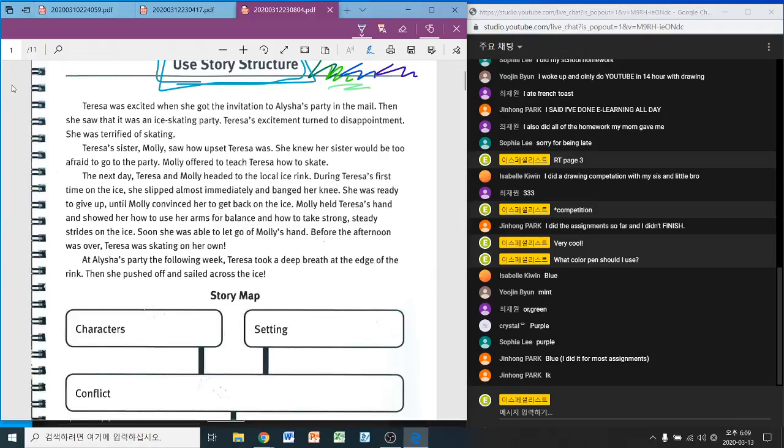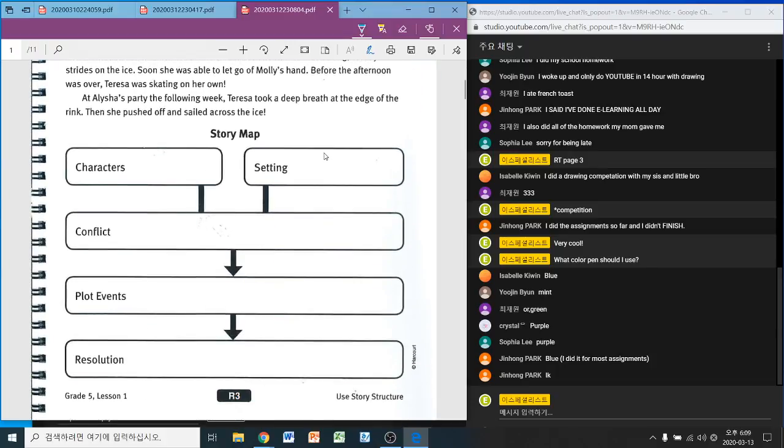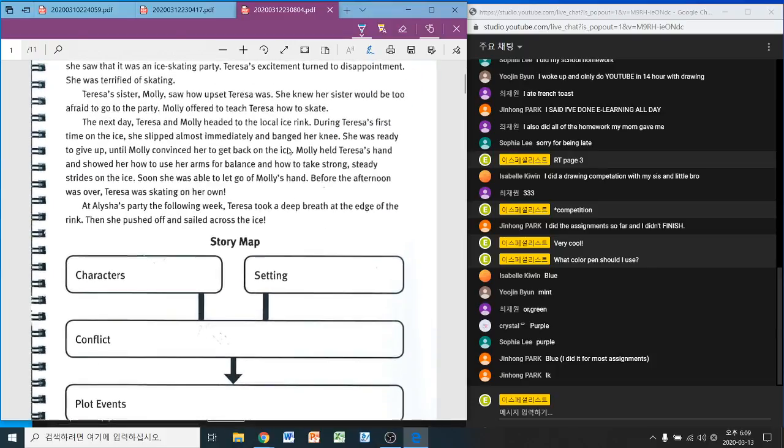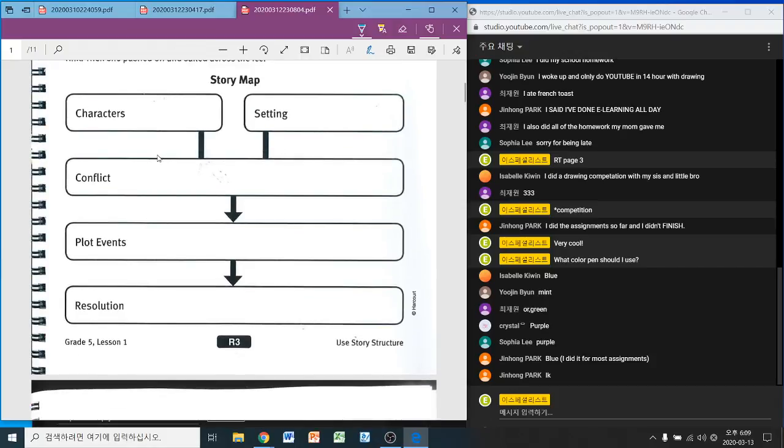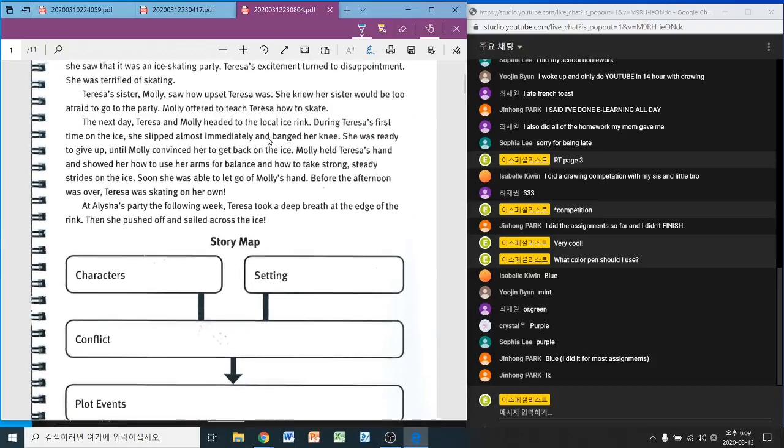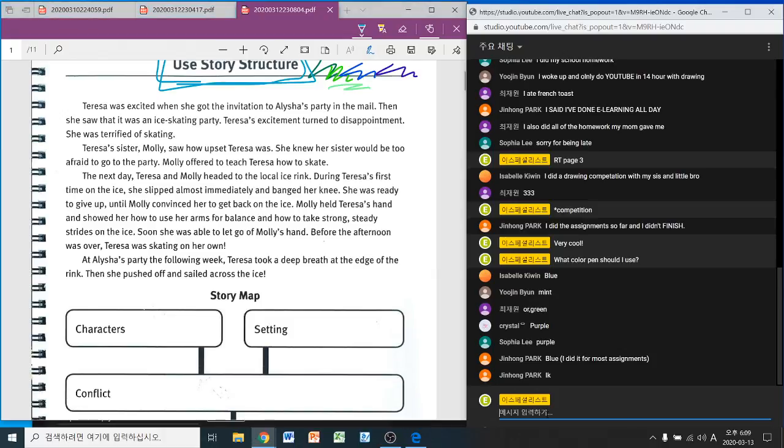Okay, so we have this story here. You guys probably generally understand the story, right? It's not very hard. But we're going to practice doing this story structure, breaking it into pieces so we can understand it really well. That's really important here. We want to understand the story really well. Okay, so let's start with this. Characters. Who are the characters in the story and who is the main character? Who is the main character?